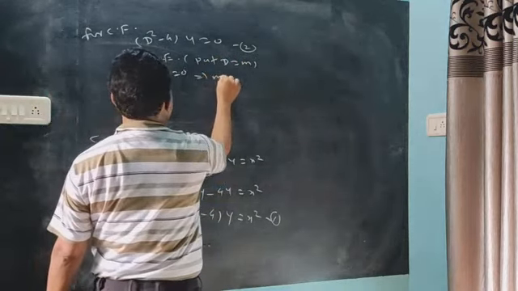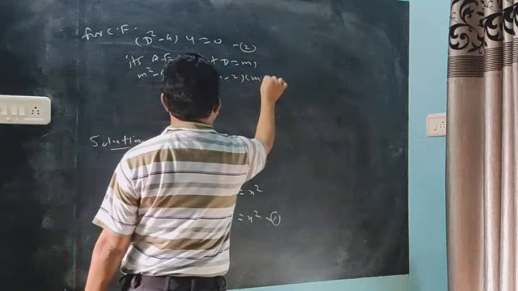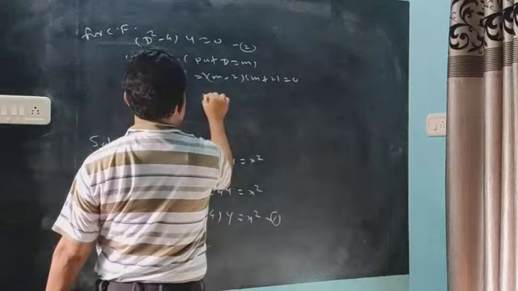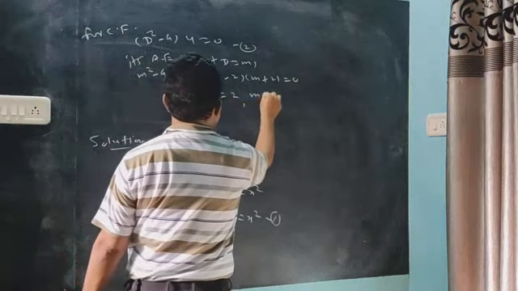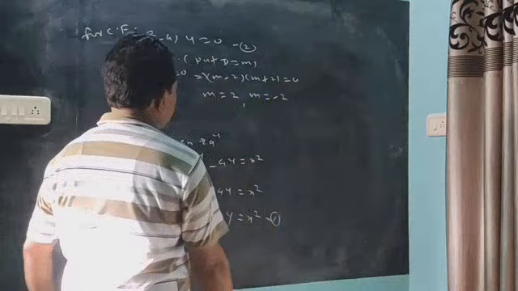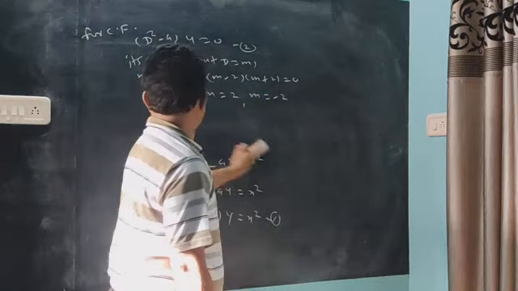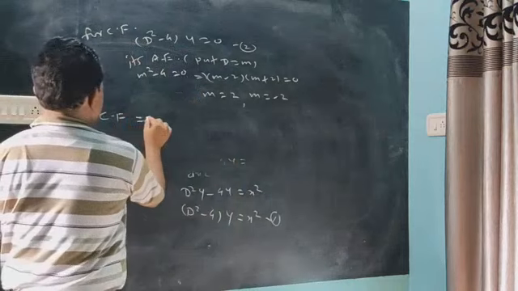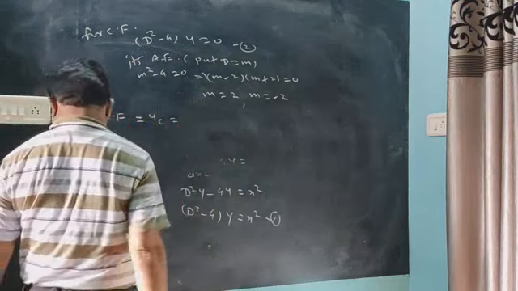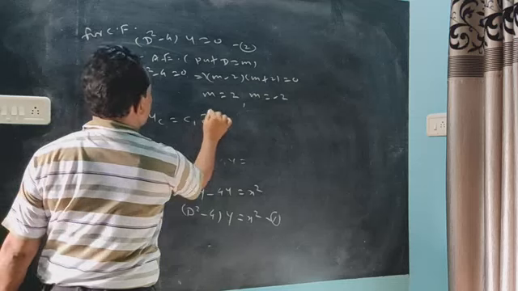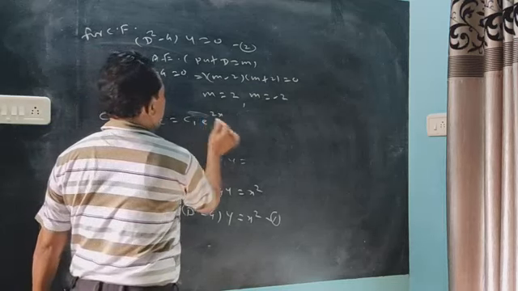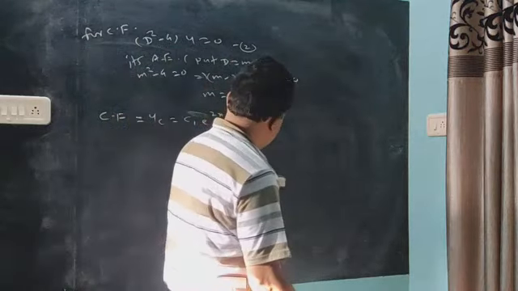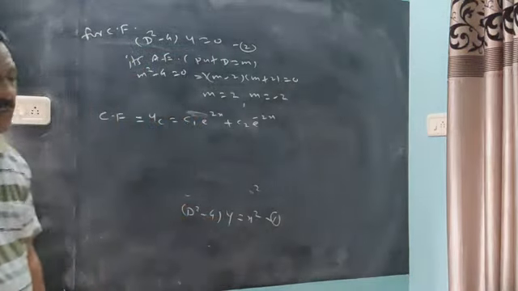M square minus 4 means m minus 2 and m plus 2, two factors. So m equals 2 is your first answer, and m equals minus 2 is the second answer. Therefore the complementary function will be C1 e to the power 2x and C2 e to the power minus 2x. This is the first part.